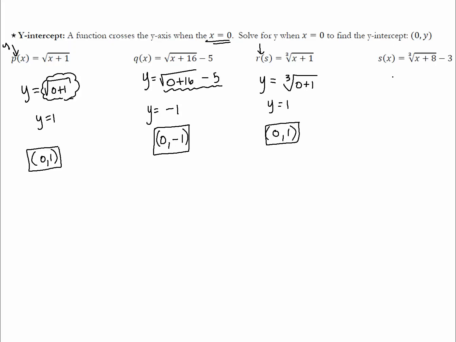The last problem, let's find the y-intercept. Y equals the cube root of 0 plus 8, minus 3. We have to get rid of the minus 3. Oh, what am I doing? Never mind. It's all numbers, so we just put it in the calculator. All right, mental calculator. 0 plus 8, 8. Cube root of 8, 2. 2 minus 3, negative 1. So the answer is 0, negative 1. All right, that went well.